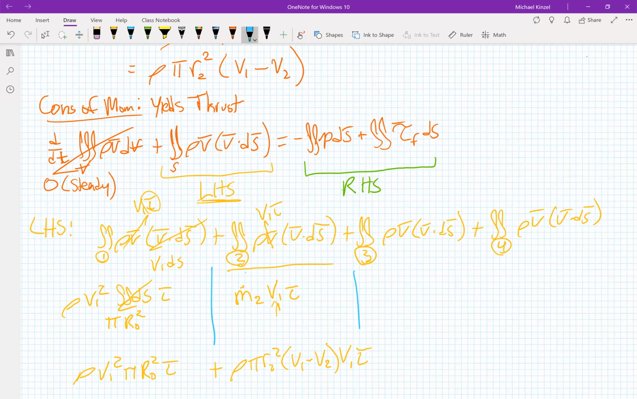This term here is probably the most complex of these terms. Just like before, this term is going to be identical to what it was before. And if we write this out, it's going to be rho times v2 squared pi r2 squared plus v naught squared pi, r naught squared minus r2 squared.